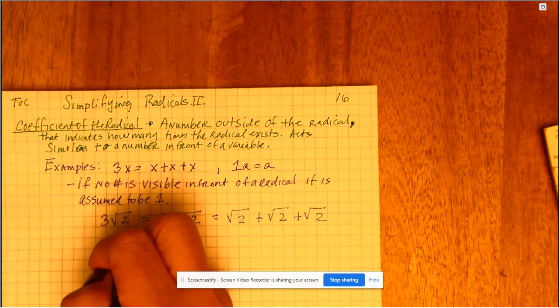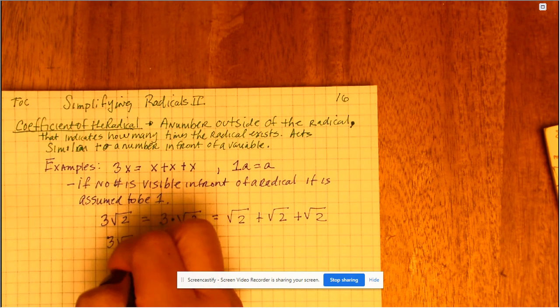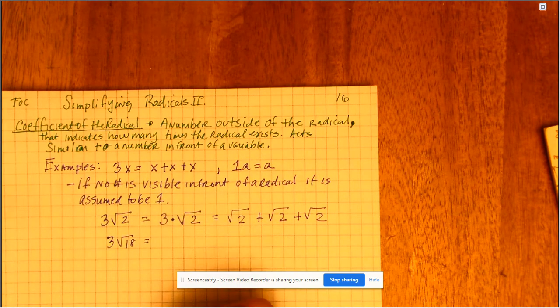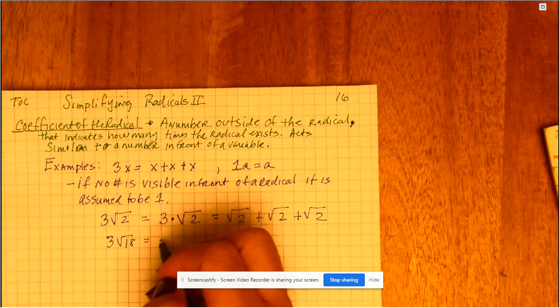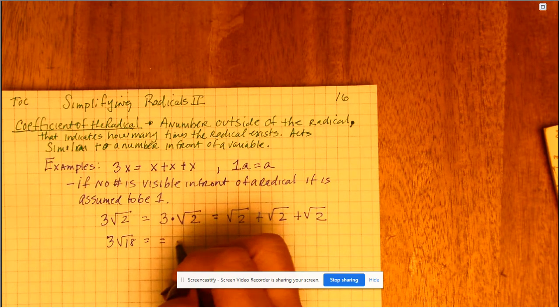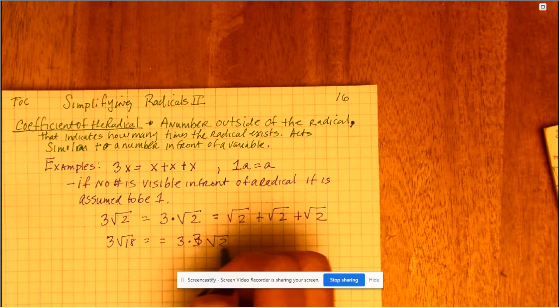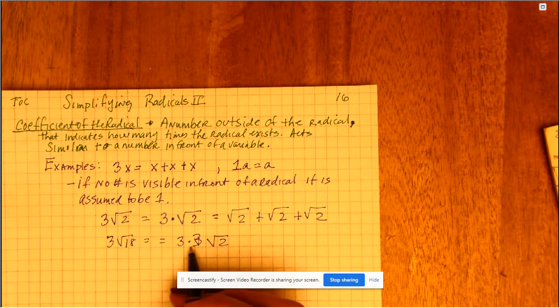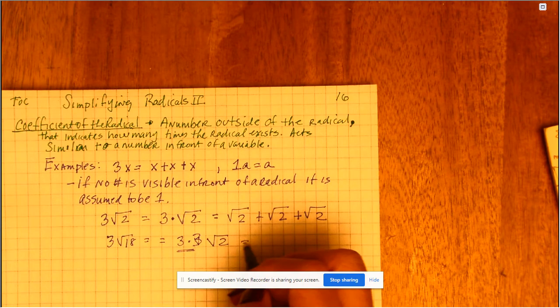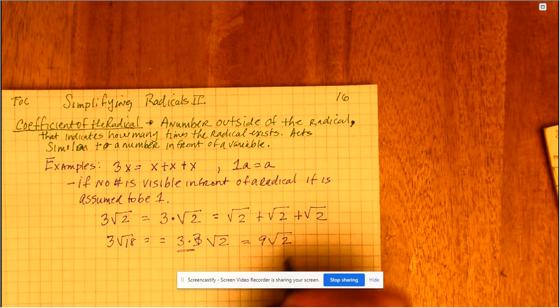If you have something like 3 radical 18, right, we'd have to look to simplify that. And if we did, we would take a 3 out of the radical, leaving behind a 2. So now that we've brought another factor out, these two things multiply, and this becomes 9 radical 2.